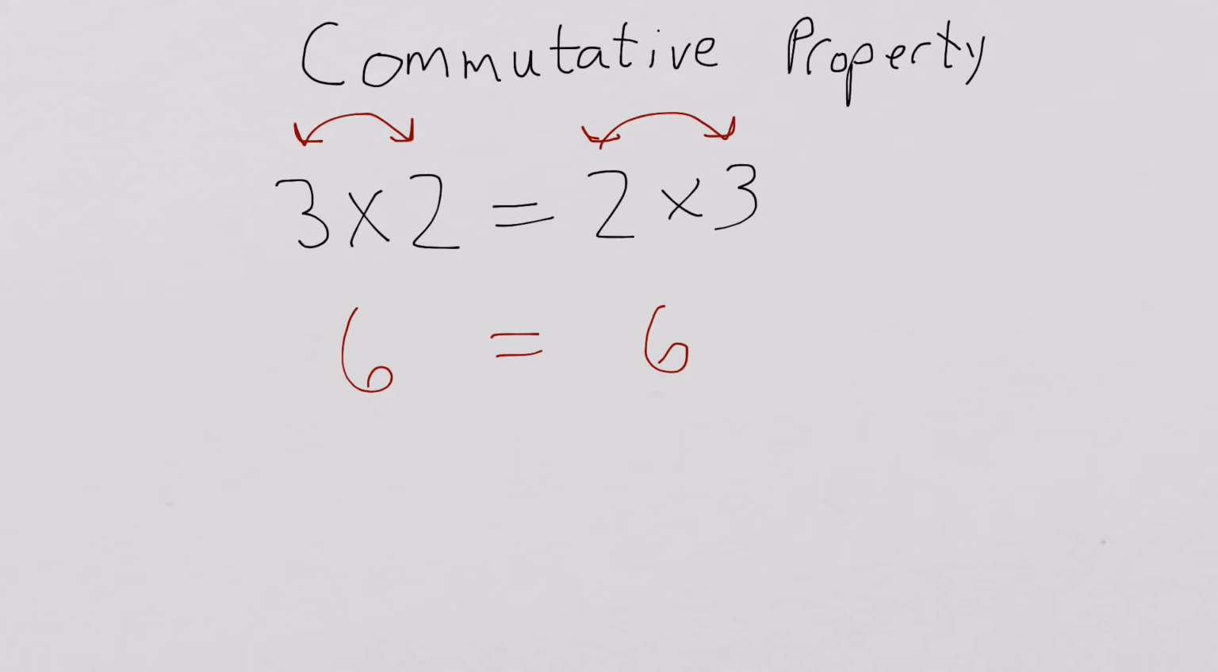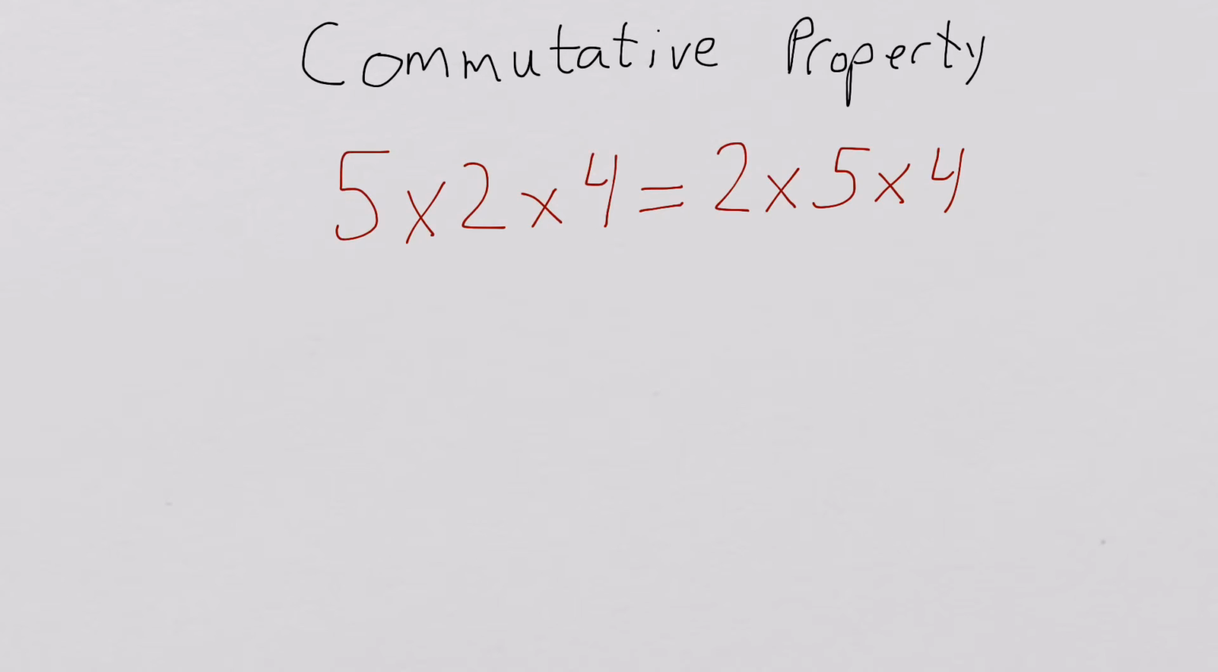In any multiplication problem, if all you're doing is multiplying, you can change the order of the numbers. And this even applies to when we have 3 or more numbers. As long as the only operation is multiplication, the order of the numbers does not matter. Here, this is equal to 40, and over here it is also equal to 40. So commutative property of multiplication, the order of the numbers that you are multiplying does not affect the product.